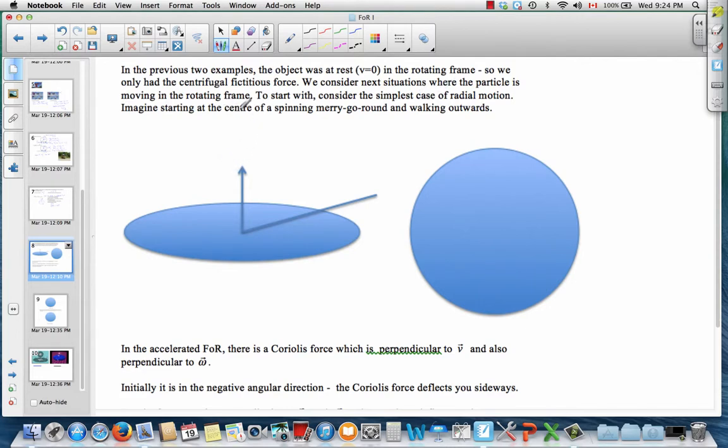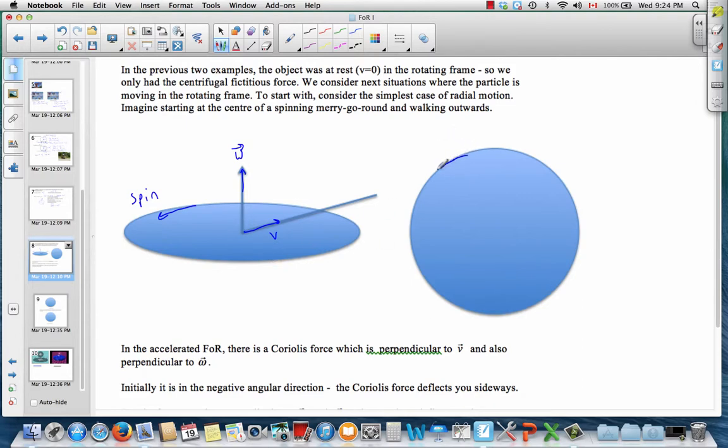Let's consider the simplest case, the rotating merry-go-round. Now, if the merry-go-round is spinning in this direction, then if you follow that rotation with the fingers of your right hand, you find that the omega vector is pointing straight up like this. Now let's imagine that you walk outwards along a radial line, so your velocity vector points like that. So that's sort of an angle view.